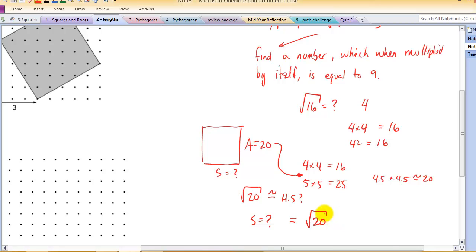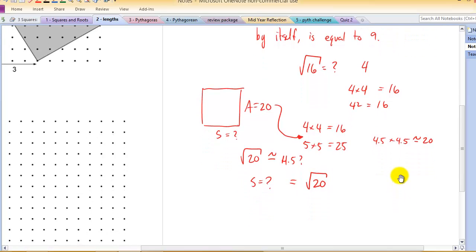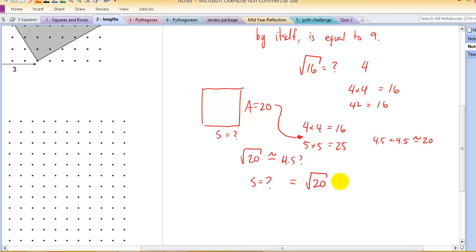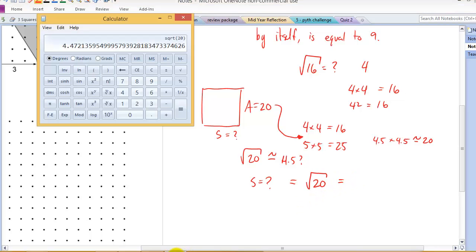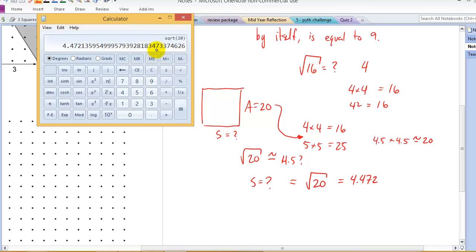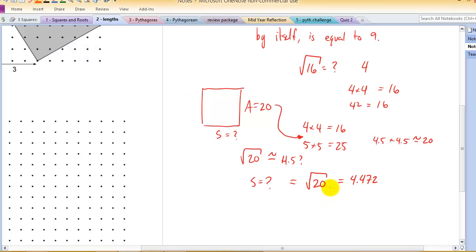You could plug that into your calculator, plug in 20 and hit the square root button, and it'll give you some number. Let me just try it quickly on my calculator here. So we're going to go 20, hit the square root button, which is right there. I get 4.472. And you'll notice that goes on and on and on. In fact, that number goes on forever. It never ends. But it's okay actually just to say square root of 20. That is a number in itself.